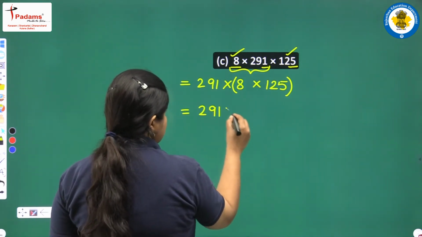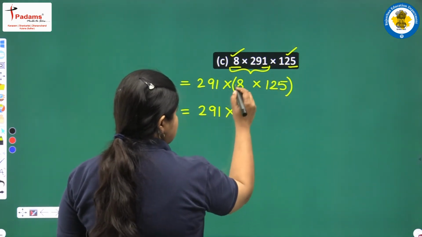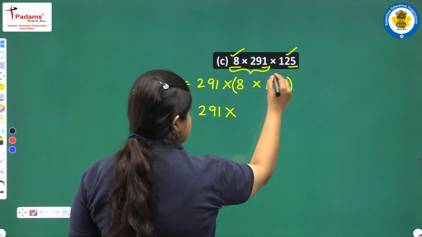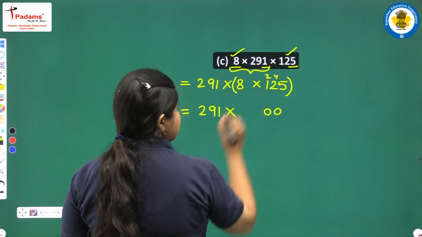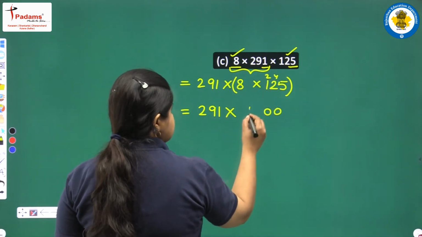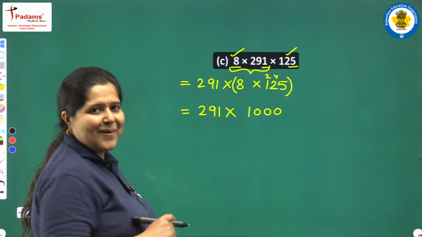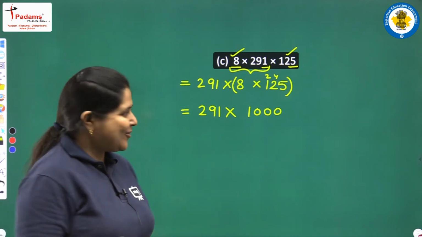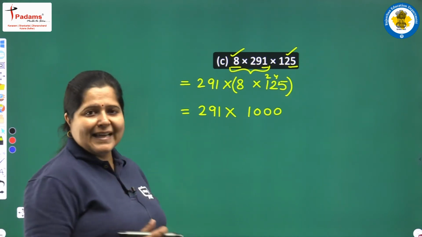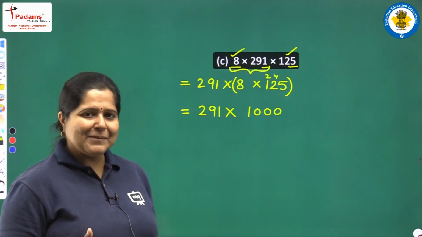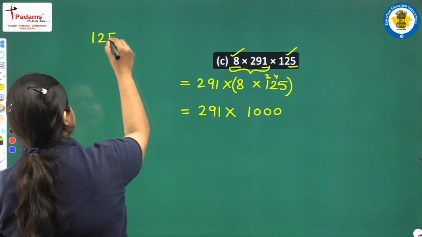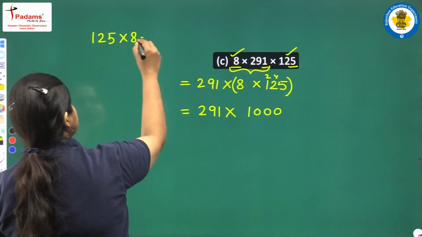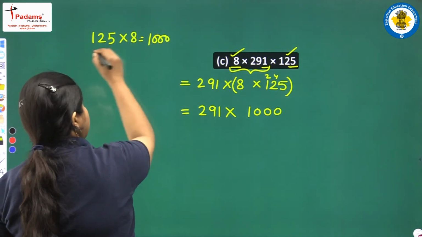291 into, just multiply the 2. 8 5s is 40, 4 carried. 8 2s are 16 and 4, 20, 2 carried. 8 1s are 8 and 2, it's 10. Wow, we got 1,000, 3 zeros with 1, and it will be easy now to multiply. Always remember, it will be again helpful to you. 125 into 8 is 1000.